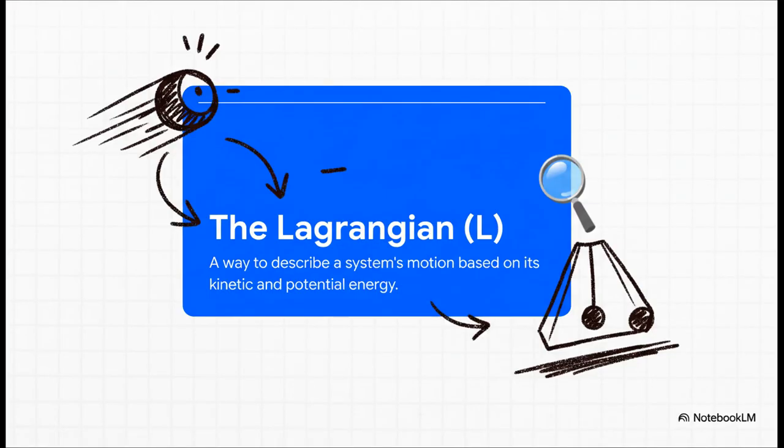So what is the Lagrangian anyway? Well, you can think of it as a really clever recipe. It's a way to package up all the essential information about how something is moving. And usually it's pretty simple. You take the kinetic energy, that's the energy of motion, and you subtract the potential energy, which is all that stored up energy an object has just because of where it is.